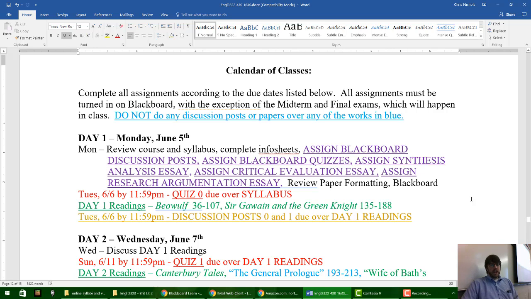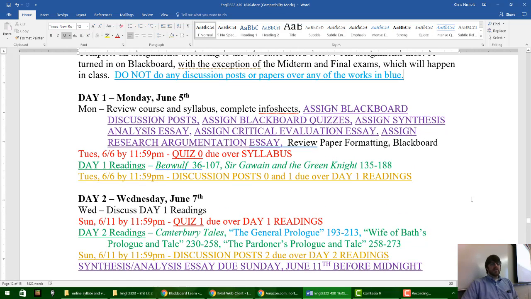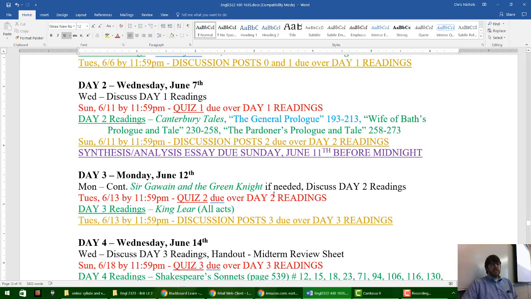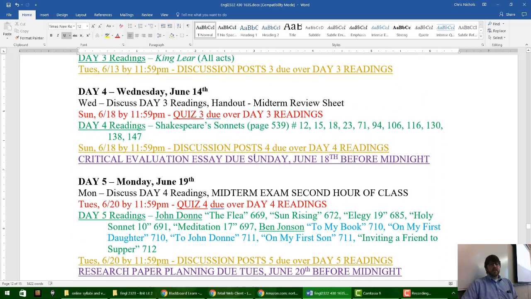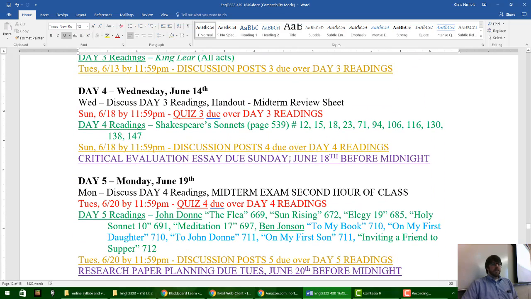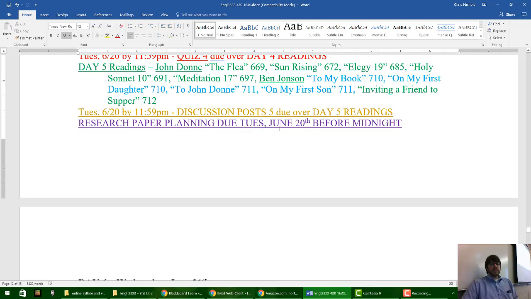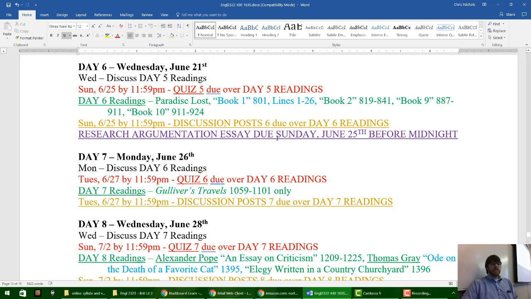So it's color coded, not just in blue, but in other colors as well. Anytime assignments like essays are being talked about, generally that's going to be in purple. You can see down here that the synthesis analysis essay is due Sunday, June 11th, so in 6 days. Then the critical evaluation, the second essay, is due 13 days from now, basically 2 weeks. Then the planning for the research paper is due in 2.2 weeks. And then the research paper itself is due 3 weeks from today, basically.